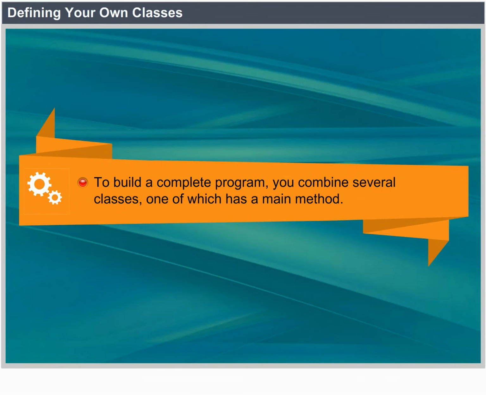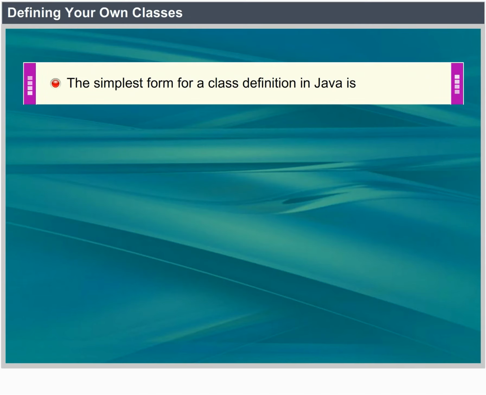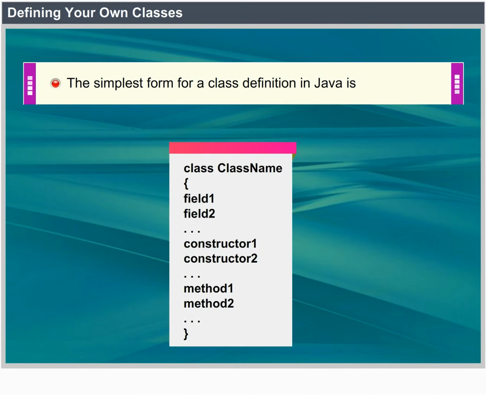Defining your own classes. To build a complete program, you combine several classes, one of which has a main method. The simplest form for a class definition in Java is given below. class ClassName { field1, field2, constructor1, constructor2, method1, method2 }.